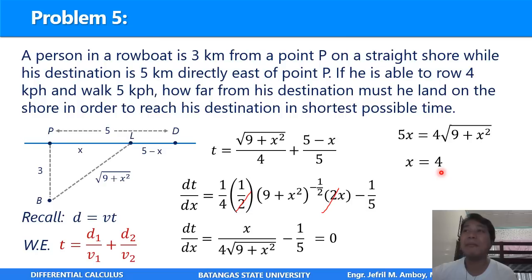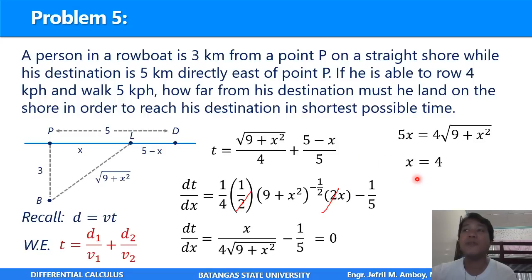Okay, so this is now the critical number. But is this what the problem requires? Have we solved the problem already? Not yet. Why? Because in the problem, what is actually being asked? Look. How far from his destination must he land? Okay. So, if this is the destination, where should he land relative to it? What we got is x, which is basically this. But that's not what is being asked. Because what is being asked is, how far from his destination must he land? So this is the landing point, and that is 5 minus x from his destination.